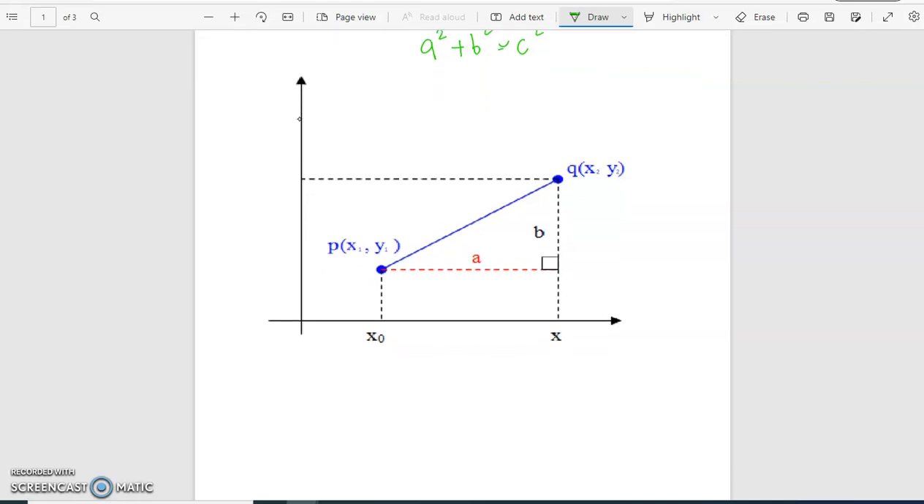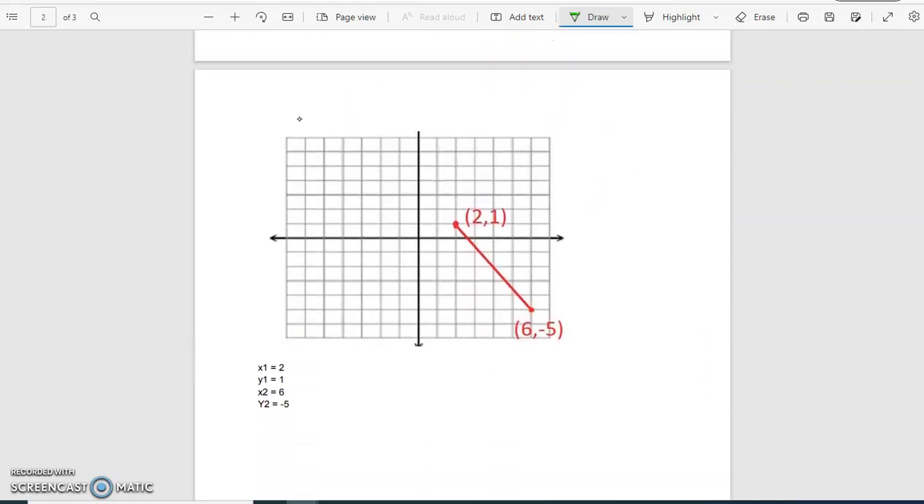So to go through an example here, this is with some numbers. It's the same one we did with the midpoint. So the horizontal distance here is 4. So it's 6 minus 2, or 2 minus 6. Even if you do negative 4, you're going to square that, so it doesn't matter. And then the vertical distance here is 6. 1 minus negative 5. All right.